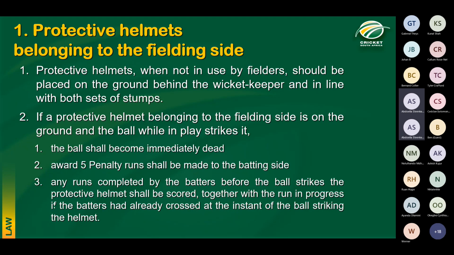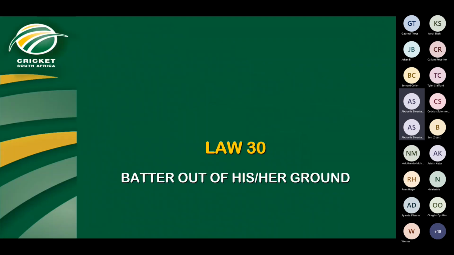Also, any runs completed by the batters, together with the run in progress if they had crossed at the instant of the ball hitting the helmet. So in our example, let's say they've only completed one run, so 5 penalty runs plus the 1 run that was completed by the batter. So 5 for penalty runs, 1 will go towards the batter, so 6 runs in total.